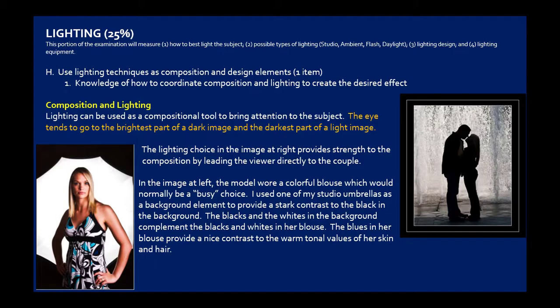Let's begin with the idea that the eye tends to go to the brightest part of a dark image or the darkest part of a light image. Your eye goes to the area of greatest contrast. So if the overall values of an image are darker and deeper tonal values, if there's something bright or colorful within that scene, that's where the eye is going to tend to go. The opposite is true if you have a scene that's generally light values and white colors and lighter tones. If there's something really dark in that scene, then your eye is going to tend to go to that.